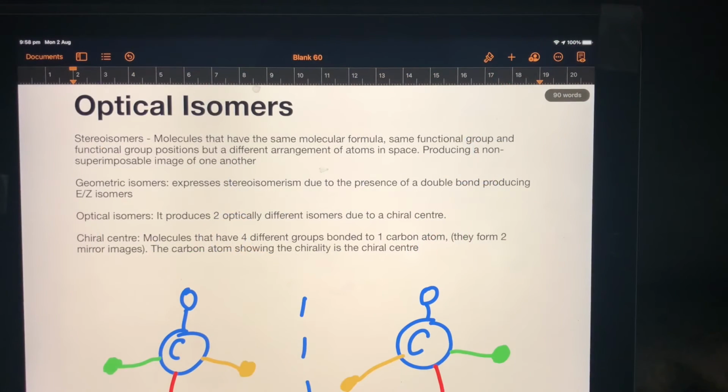We've been talking a lot about chiral centers and how they completely differentiate optical isomers from geometric isomers in the stereoisomer class. But it's important to know what a chiral center actually is. It's any molecule with 4 different groups bonded to one carbon atom, which usually forms 2 mirror images. The carbon atom showing the chirality is the chiral center, i.e. the carbon that has the 4 different groups. I'm going to show an example here.